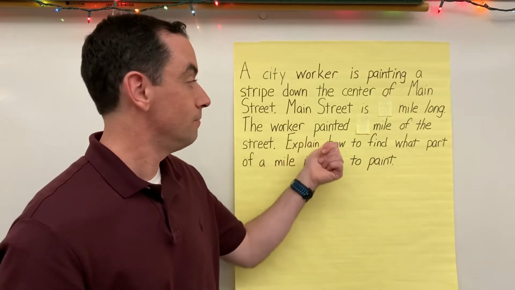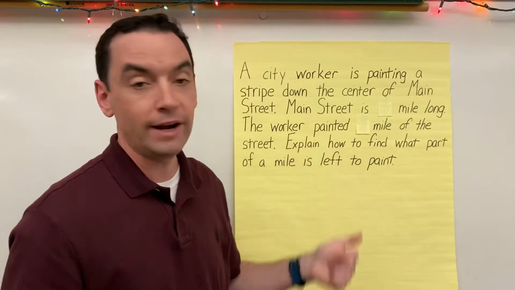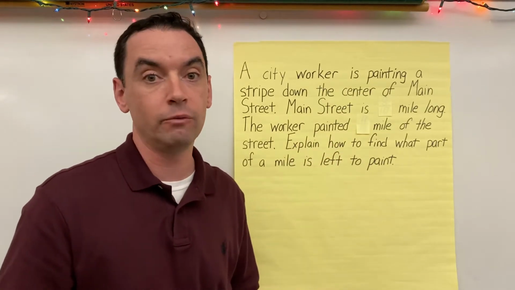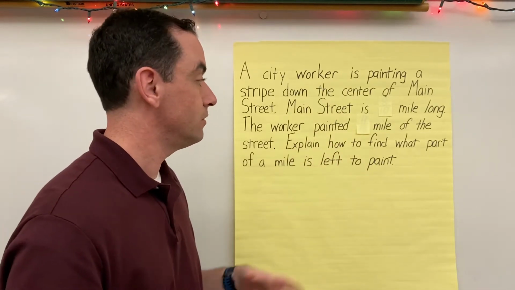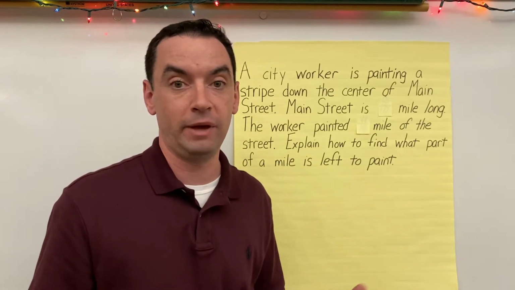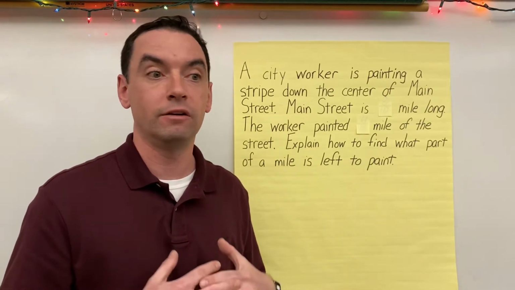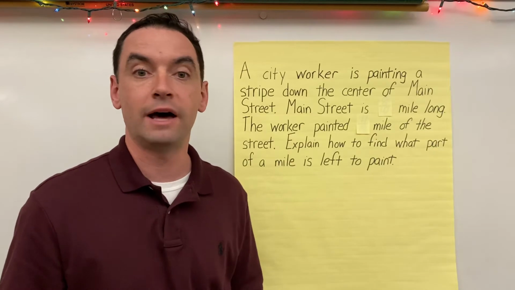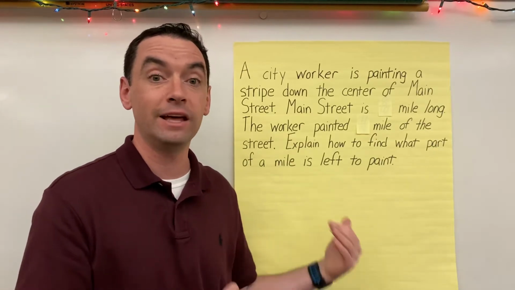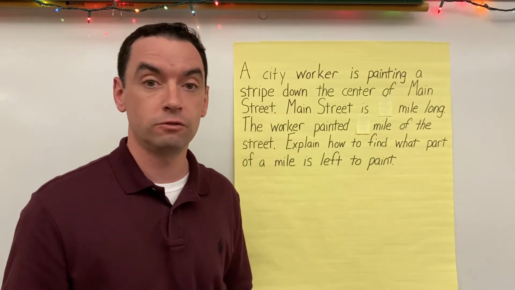And they're painting it and they've already painted a certain part of that. We still don't know what that part is. And now we're trying to figure out how much of it is left to paint. And we start to talk about it. And I encourage kids to draw pictures or draw some models. Think about problems that you've had that have been like this before, and how did you solve those problems before?